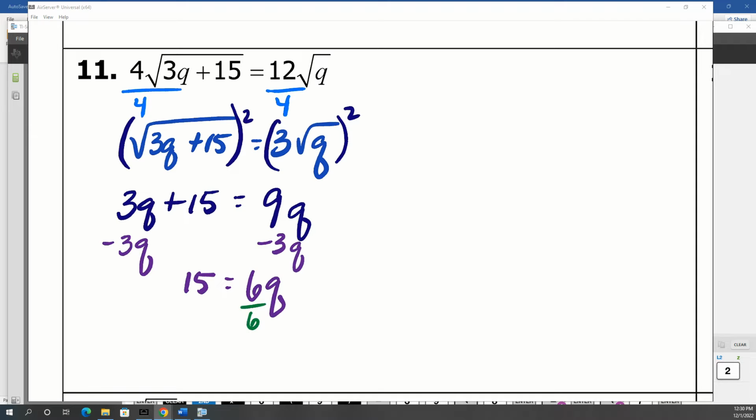All right, and then this one works out kind of weird. We would divide by 6, and this one doesn't go evenly, but we can reduce. So we'll reduce both of those by 3. So it's going to reduce to 5 halves is what q probably is, but we need to check to make sure.